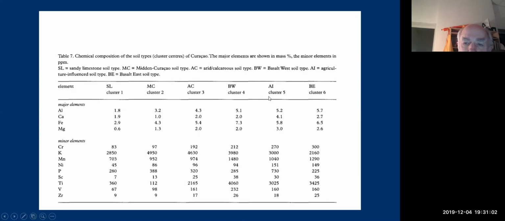So they did an analysis of the soil samples they took, over 120 of them, and some of them they called agriculture influenced because the human impact of fertilization had so changed those soils that they came up as a soil classification of their own. So is that clear?